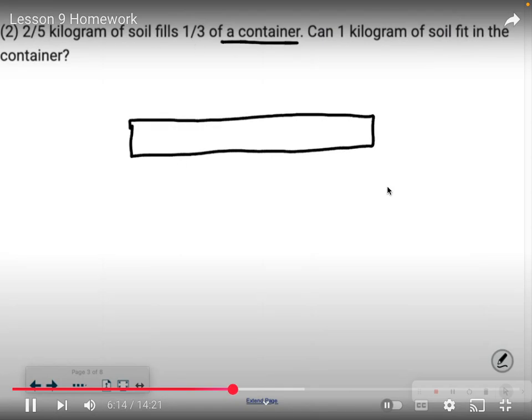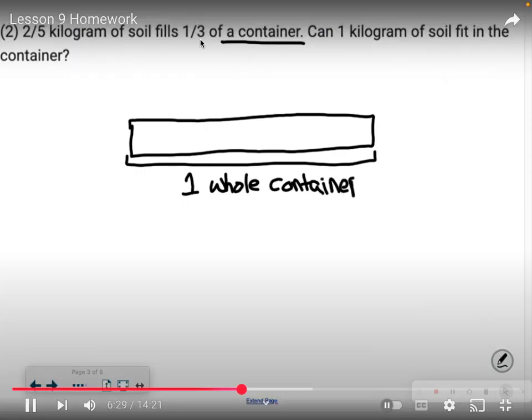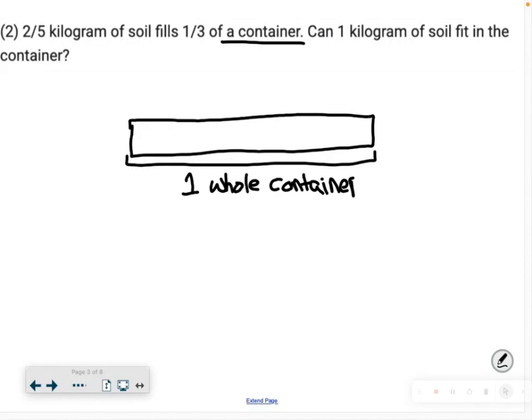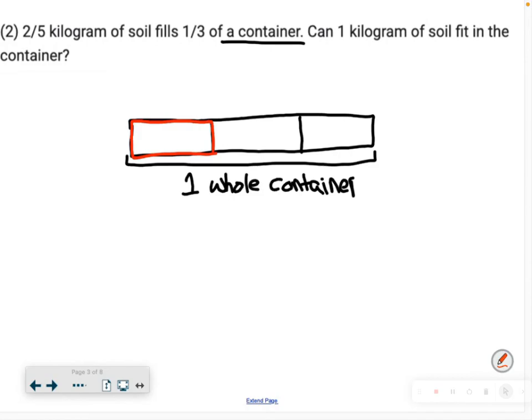And they tell us how many kilograms of soil fills 1/3 of the container. So what I'm doing here is I just made one whole, and that's representative of one whole container. Then I'm going to take that container and split it up into thirds so that I can show how much weight of soil goes with 1/3 of that container. So there's my container split into thirds, and now I can put the amount of weight that goes with 1/3 of the diagram. That's going to be representative there of 2/5 kilogram of soil.